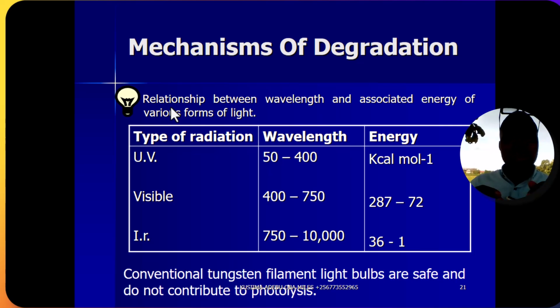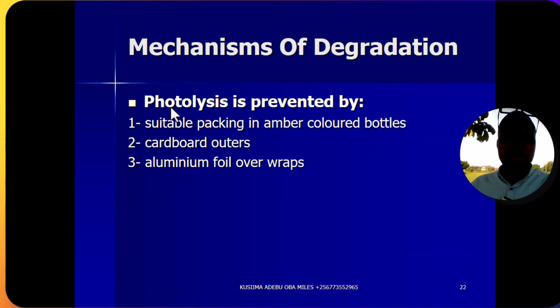It has lost all its stability. It has been degraded, in other words, by light. We can perform this test by using a UV spectrophotometer, and we just pass UV light through the product and see what happens. So this is how we can prevent photolysis: by keeping drugs in cardboard or aluminium foils.